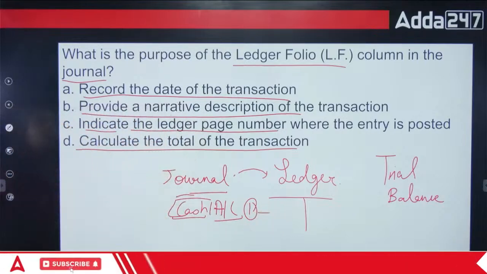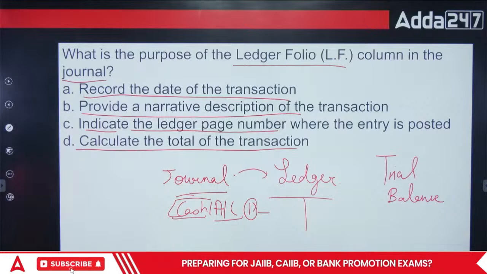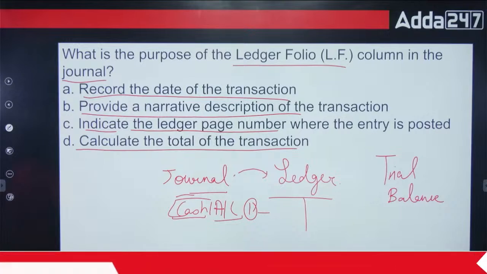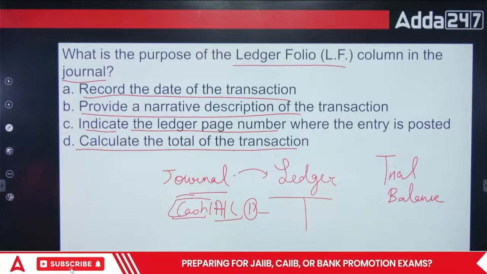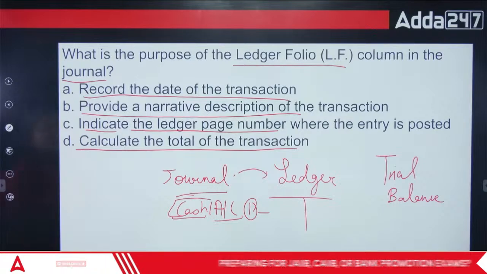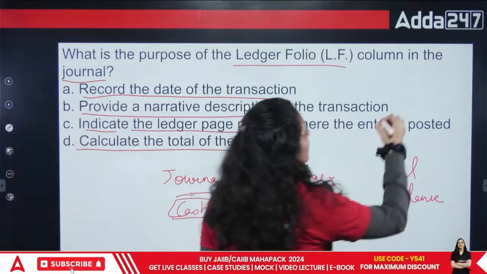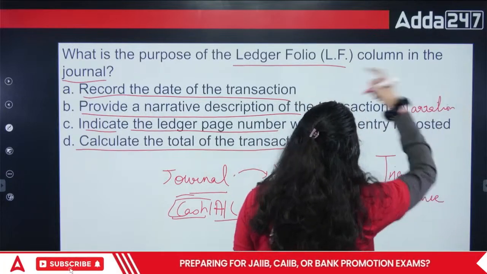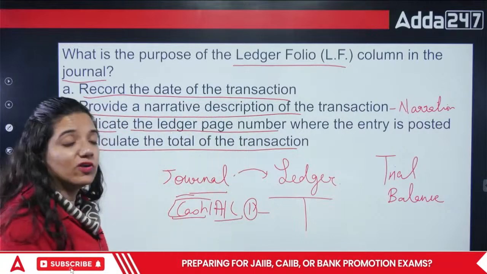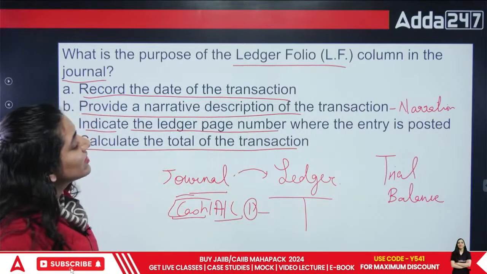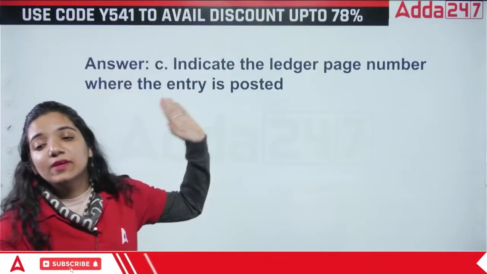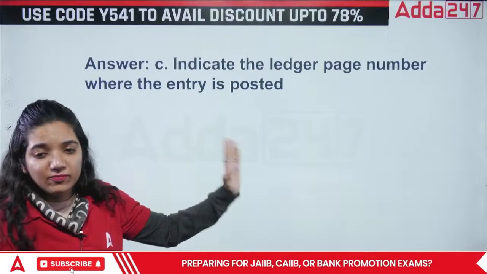So what is the purpose of the ledger folio in the journal column? It is not to record the transaction, it is not to date. Then to provide a narrative description: the narrative description is actually called narration. It is not called ledger folio. Then indicate the ledger page number, and then calculate the total. The answer is to indicate the ledger page number where the entry is posted.